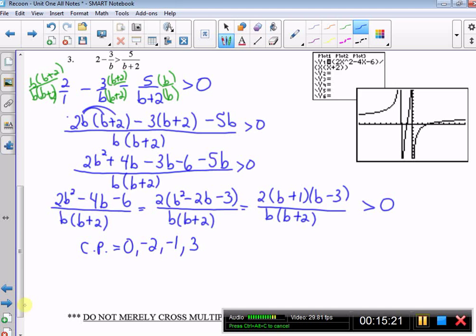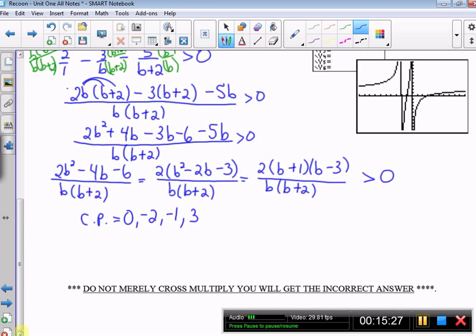So what I have to do is set up a number line here. Kind of running out of room. So I would have the smallest, then negative 1, then 0, and then 3. This is a crazy one. Okay, so they're all going to be open circles because it's greater than 0. It's not greater than or equal to. I don't have to worry about that.